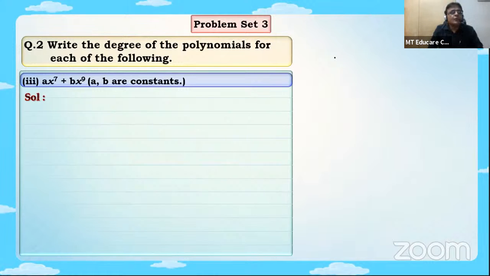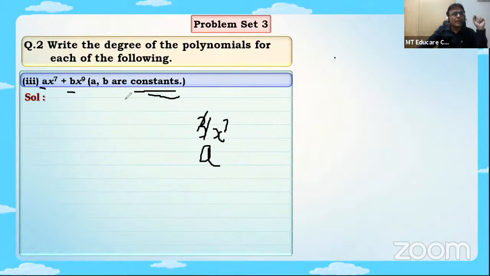a x raised to 7 plus b x raised to 9. A and B are constant. It is given in the bracket. A and B are constant. What do you mean by constant, students? Constant means, very good, either a coefficient or numbers. Now instead of giving 3 x raised to 7, what I have done here is, in place of this 3, I have written A. So don't be afraid. This A and this B are only numbers.